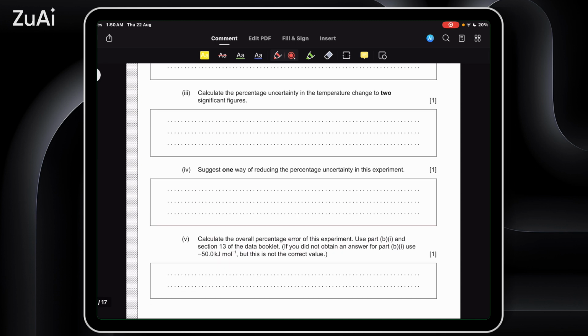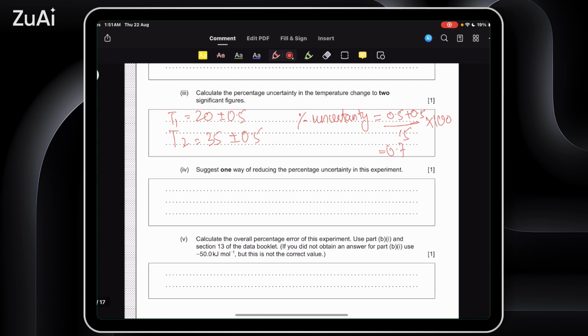So calculate the percentage uncertainty in temperature. So we have T1 that is 20 plus minus 0.5. We have T2 35 plus minus 0.5. So percentage uncertainty is equal to 0.5 plus 0.5 divided by 15 times 100. So it is 6.7%.